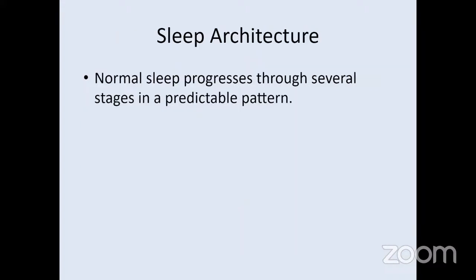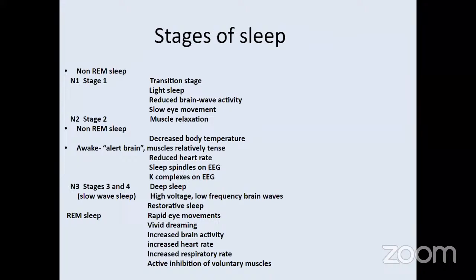Sleep architecture. Normal sleep progresses through several stages in a predictable pattern. There are two main components of sleep. The first one is non-REM sleep, and the second one is REM sleep, and we spend most of the time in non-REM sleep. REM sleep constitutes a small portion of that cycle.